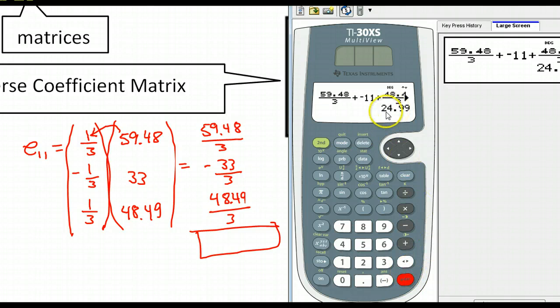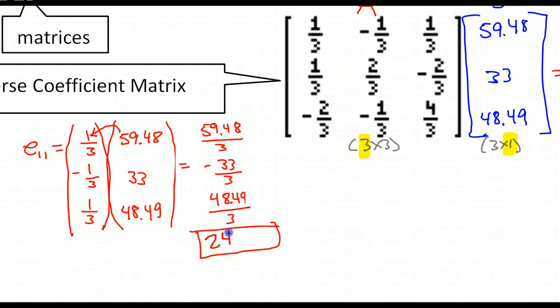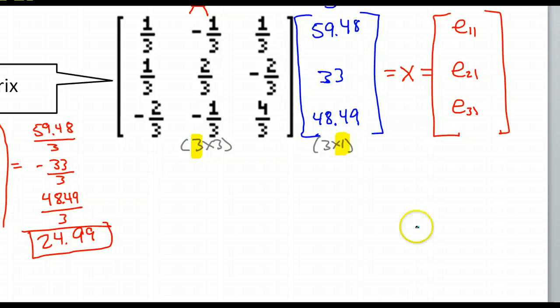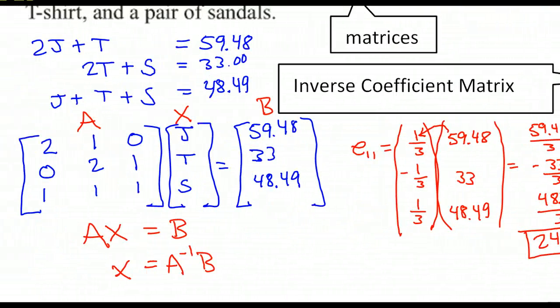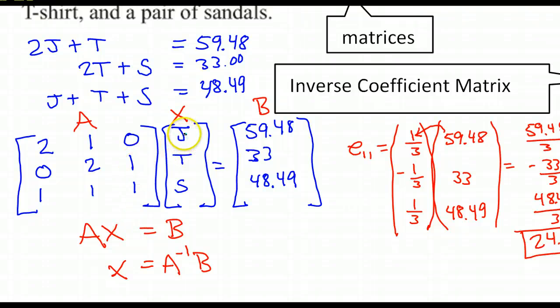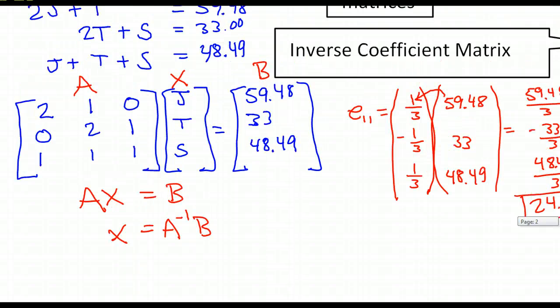So $24.99. $24.99. So that is element 1,1. I can just go ahead and put that in there right now. So that was $24.99. You do that 2 more times, and that will give you the price of each item. So far, I've got jeans. All right, and I'm going to go eat lunch, and I'll have to finish this video later.